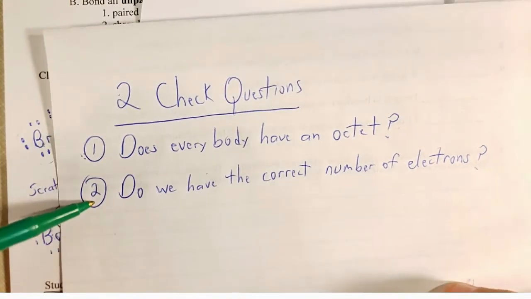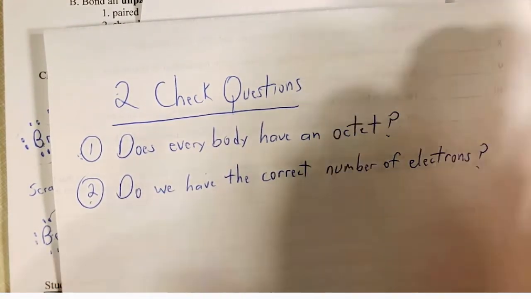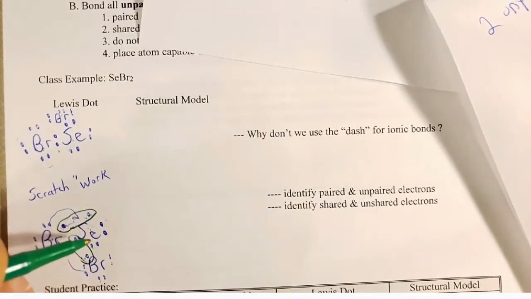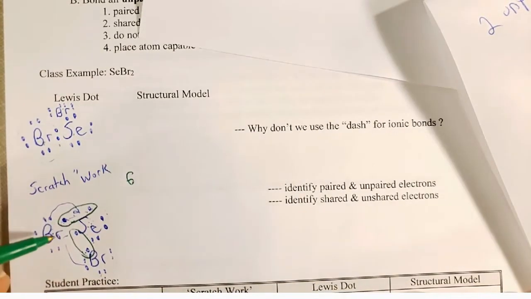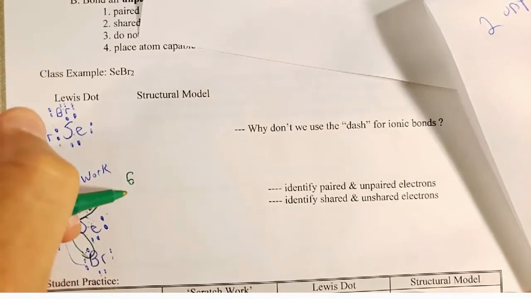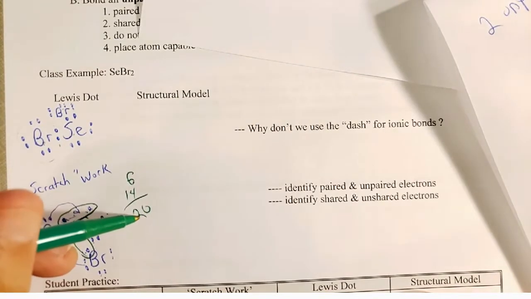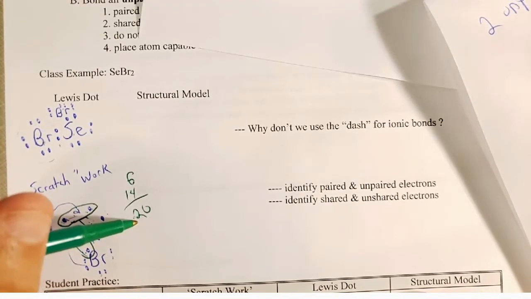Okay. Now, check question number 2 is we need to make sure that we didn't create or destroy any electrons, because we're not allowed to do that. So if we look in this example, the selenium had 6 valence electrons, so it brought 6 in, and your bromine each had 7 valence electrons, so we had 7 times 2 was 14. So we should have a grand total of 20 electrons. Okay, we cannot have any more than 20. We cannot have any less than 20. You can't just destroy or create electrons out of thin air.